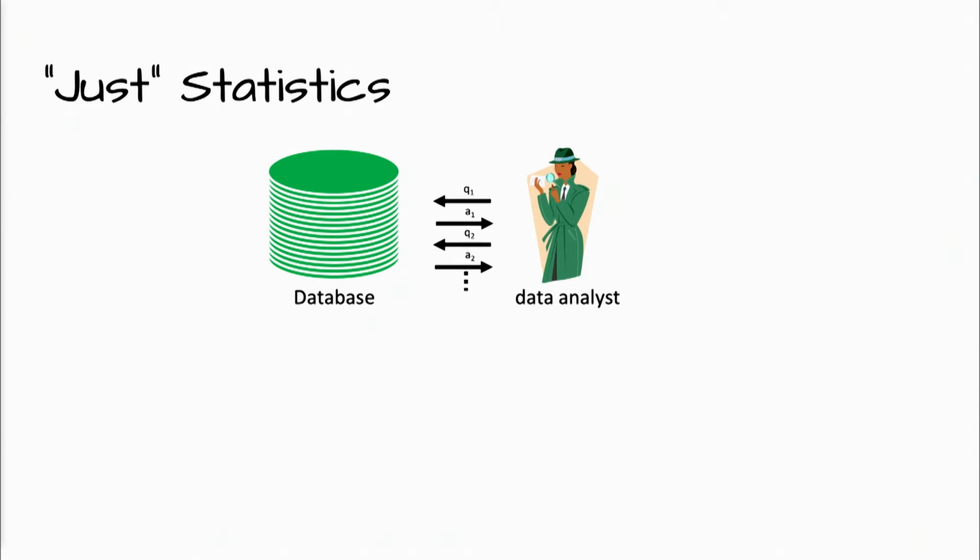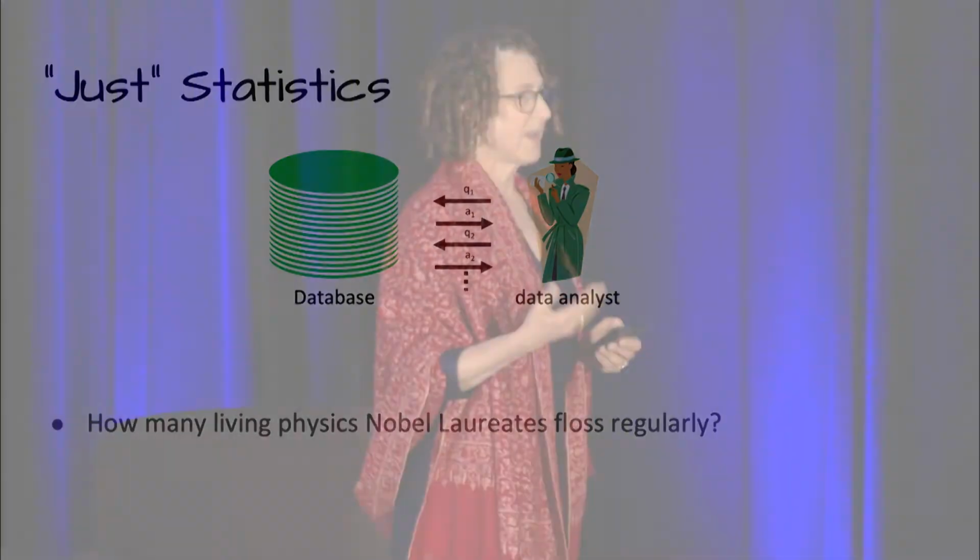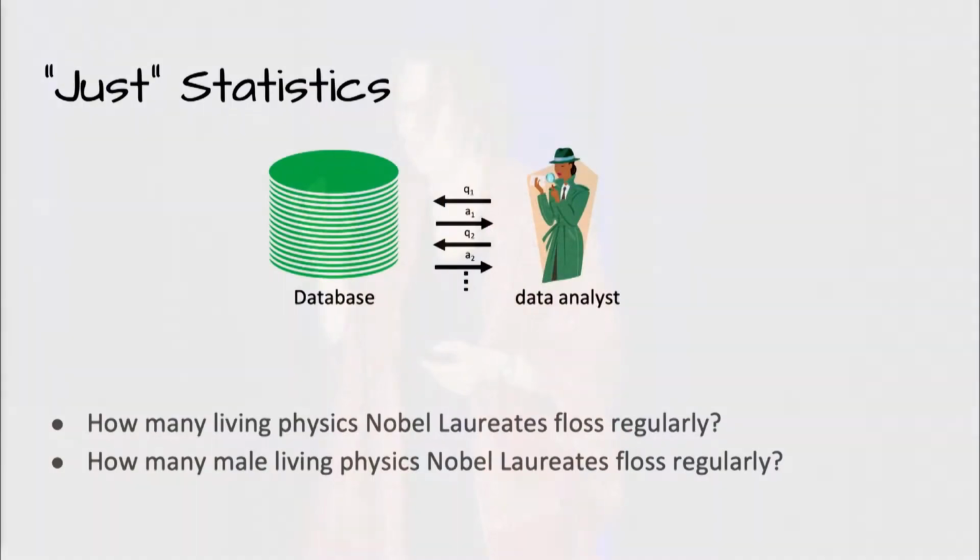Intuition, and we'll say that the question that the data analyst is asking is how many living physics Nobel laureates floss regularly, okay? So your intuition is, well, there are several living Nobel laureates, and so if we get the answer to this, we won't really know which ones actually floss and don't floss unless we get 0 or all of them. So this seems to be privacy preserving, but I'm going to ask a follow-up question, which is, how many male living physics Nobel laureates floss regularly?